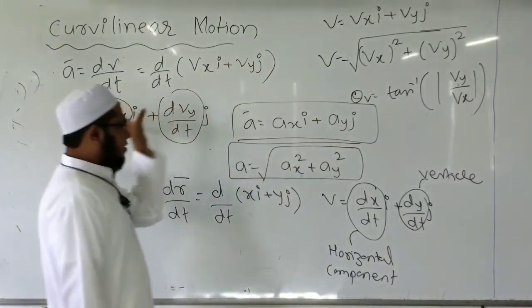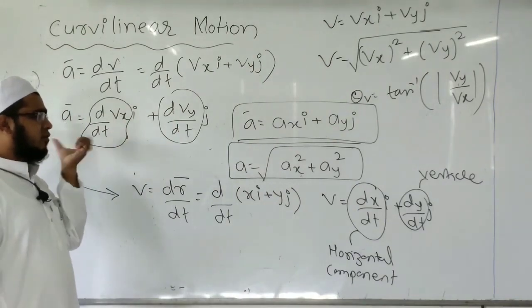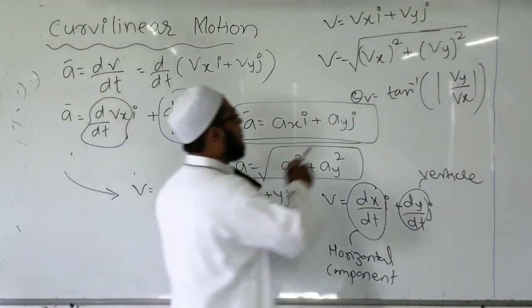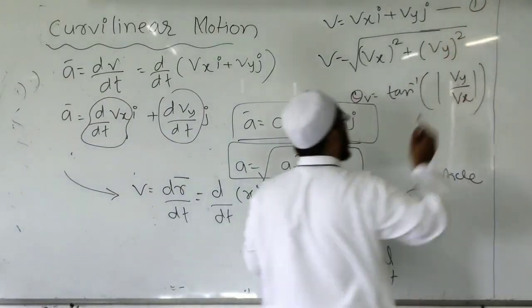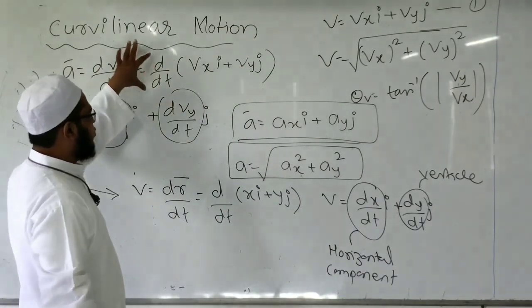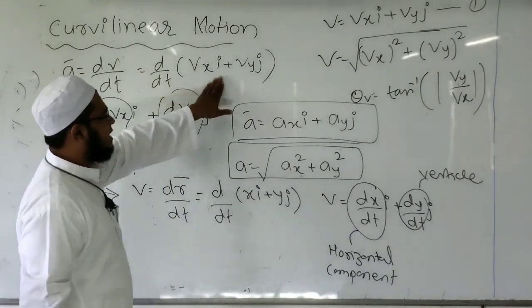We know that the acceleration is the rate of change of velocity, so a equals dv by dt. But from equation 1, v is vx i plus vy j. I will put here d by dt of vx i plus vy j.